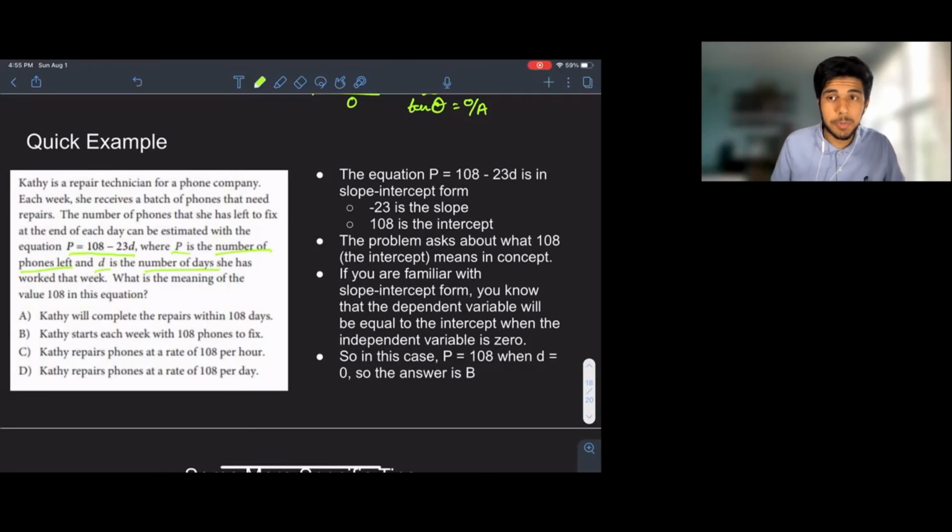So if we're familiar with slope-intercept form, we would know that this equation, P equals 108 minus 23D, is in that form, where negative 23 is the slope and 108 is the intercept.